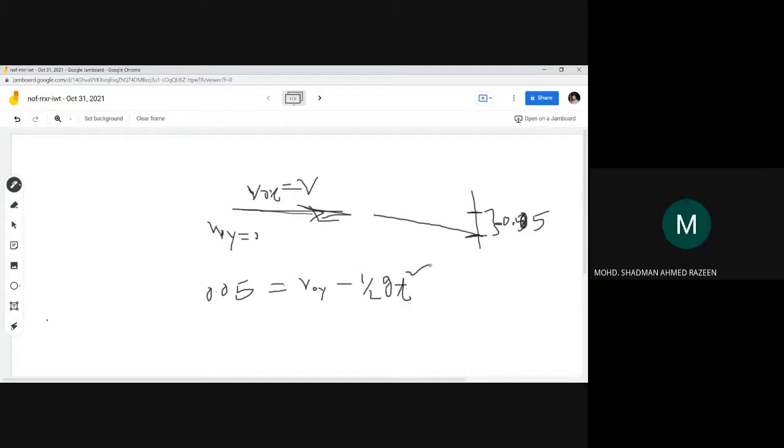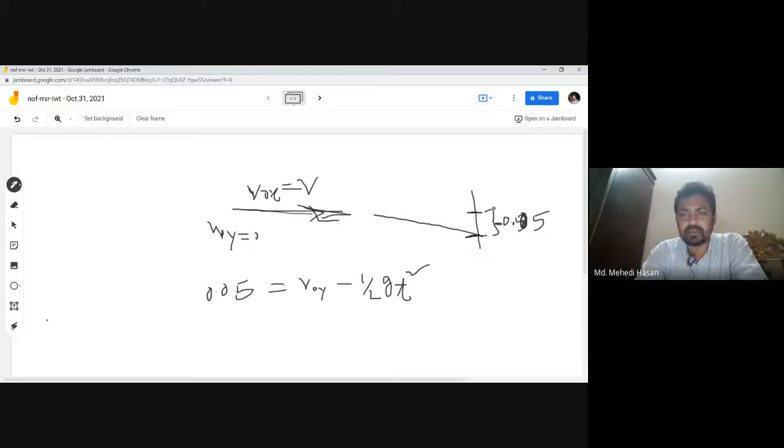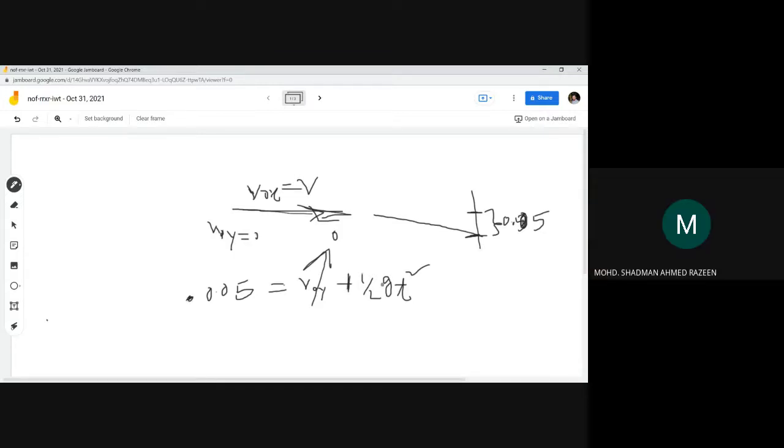Sir, will g be calculated here? Yes, the gravitational acceleration, because it is solely vertical. This part is zero, so we have to take this negative. If you take this positive, then 0.05 is equal to plus half g t squared.